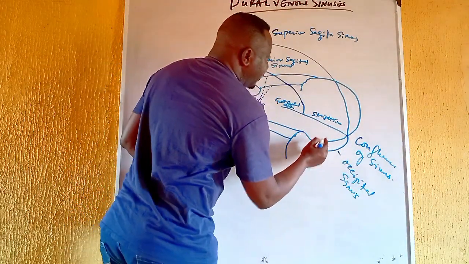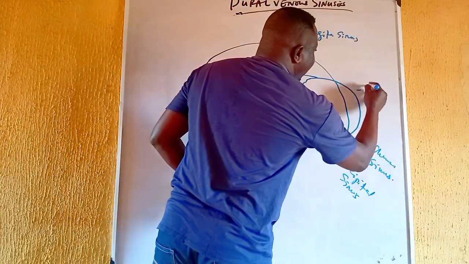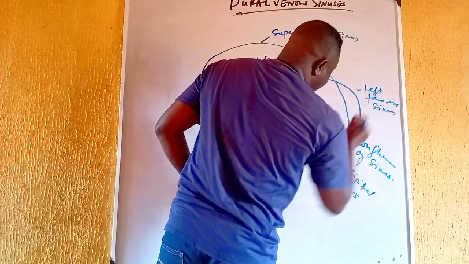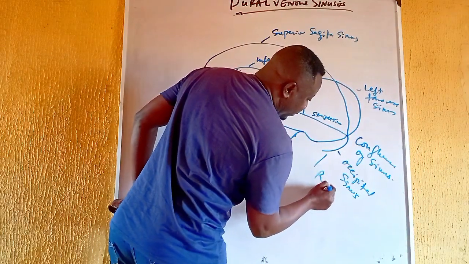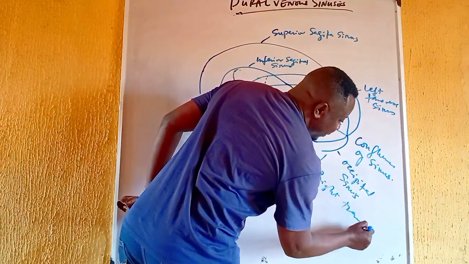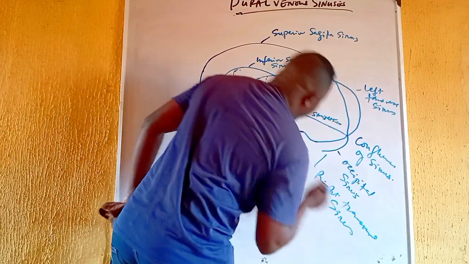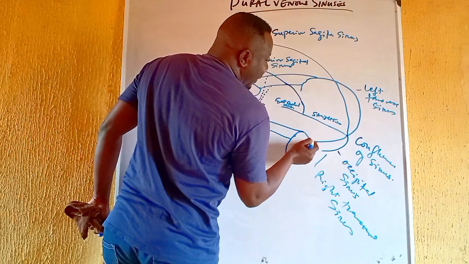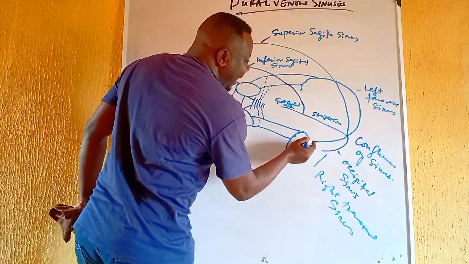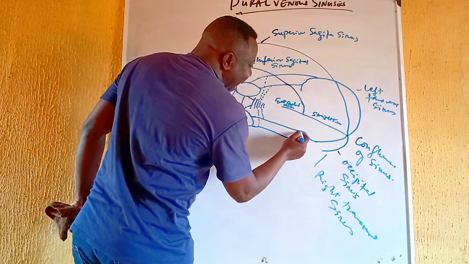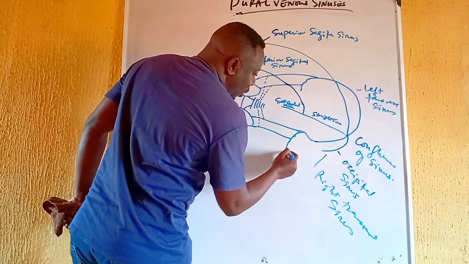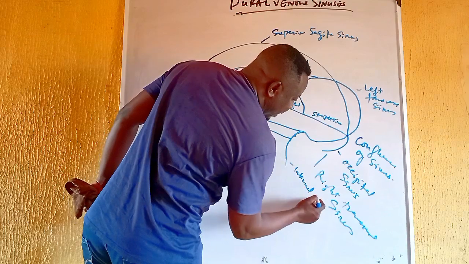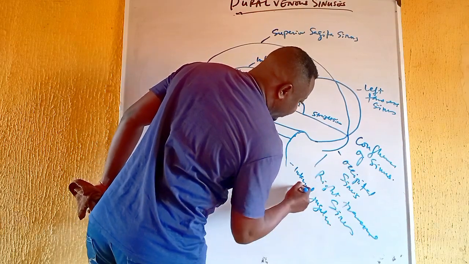And then, we have the transverse sinus. This is the left transverse sinus, and this is the right transverse sinus. And then the transverse sinus eventually becomes the sigmoid sinus. The sigmoid sinus is S-shaped in nature and drains into what is called the internal jugular vein.